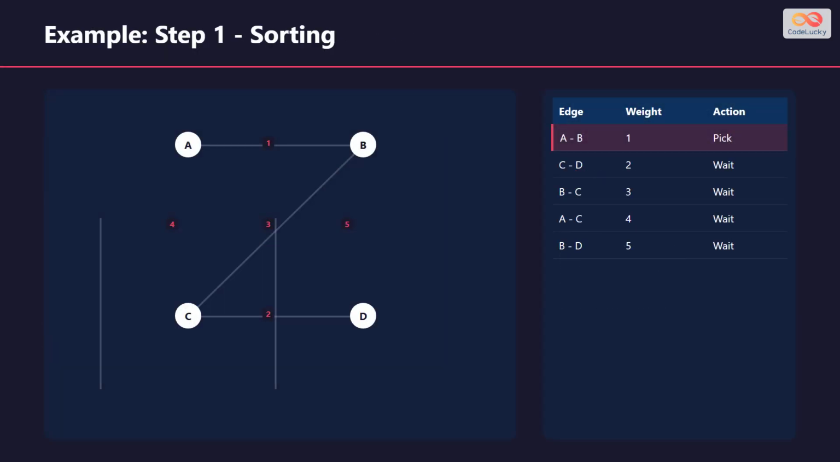Let's look at an example. Here we have a simple graph with 4 nodes. The first step is to list all the edges and their weights. We then sort this list. Notice that the edge from A to B has the lowest weight of 1, so it is at the top of our list.